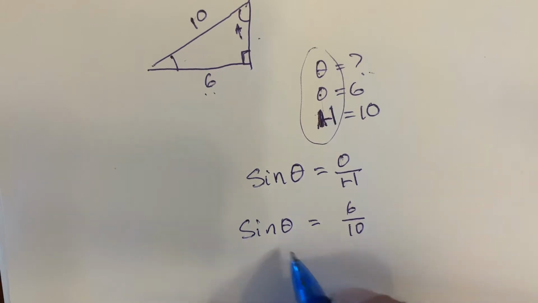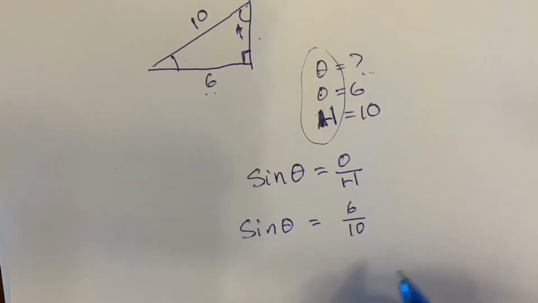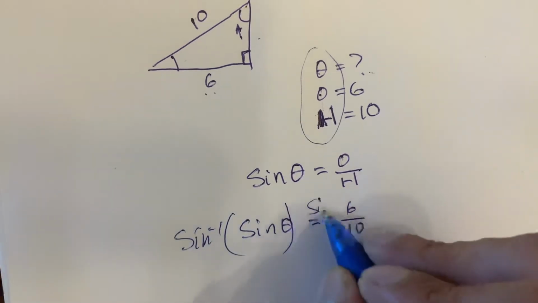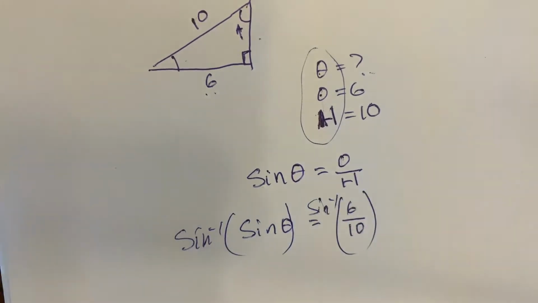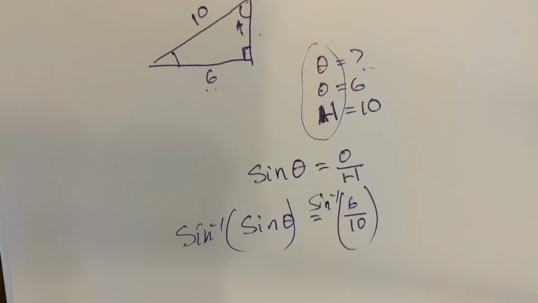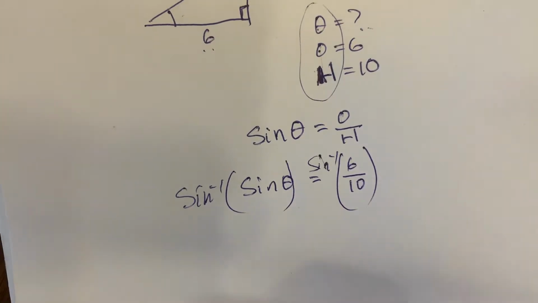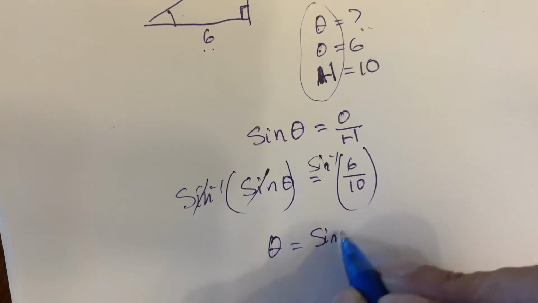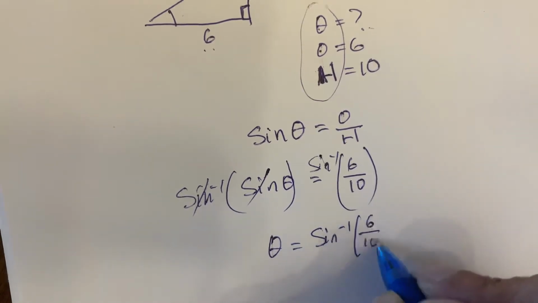And so now to get rid of this sine guy, I'm going to take the sine inverse of both sides, and we're going to see what happens. And so that and that go away. And I look at this and I say, all right, so theta must equal the sine inverse of 6 over 10.